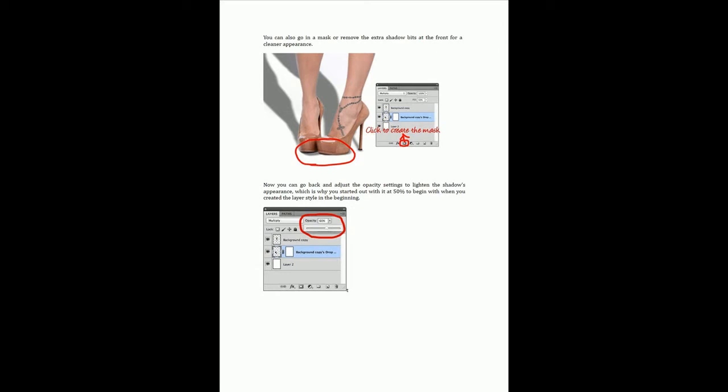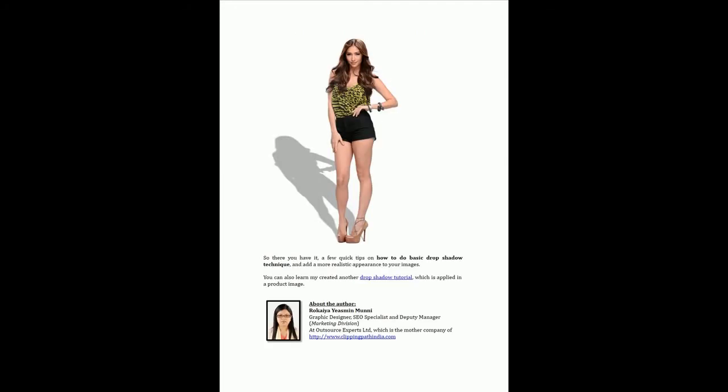Now you can go back and adjust the opacity settings to lighten the shadow's appearance, which is why you started out with it at 50% when you created the layer style in the beginning. So there you have it, a few quick tips on how to do a basic drop shadow technique and add a more realistic appearance to your images.